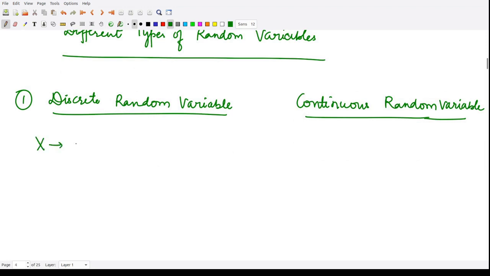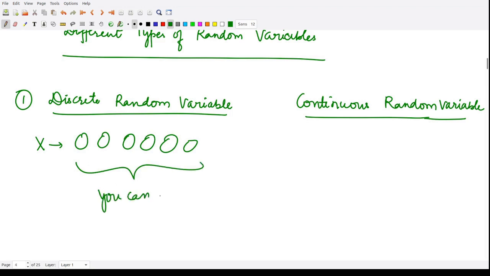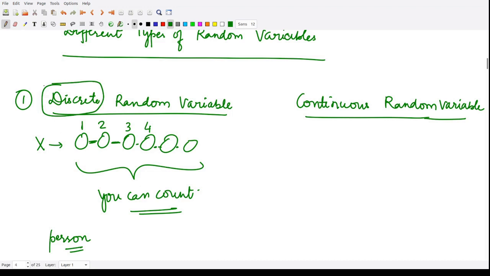So x would be some number, these values which you can count. That is why it is discrete, and there is some gap in between. Suppose you are talking about persons, a person cannot be half, or 1.5 or 3/4. So we have either 1 person or 2 persons or 3 persons or 4 persons, and so on. Whenever you are counting, that means you are talking about a discrete random variable.